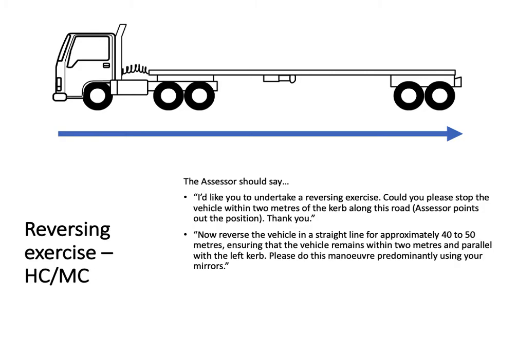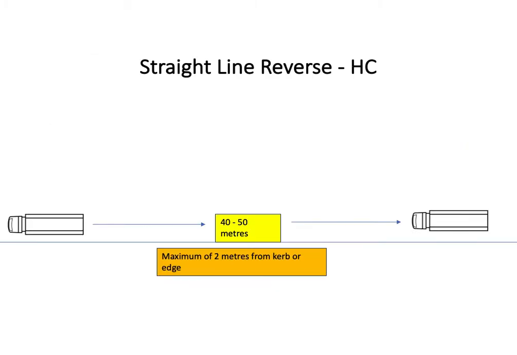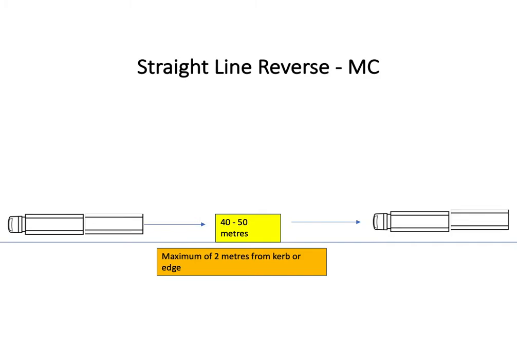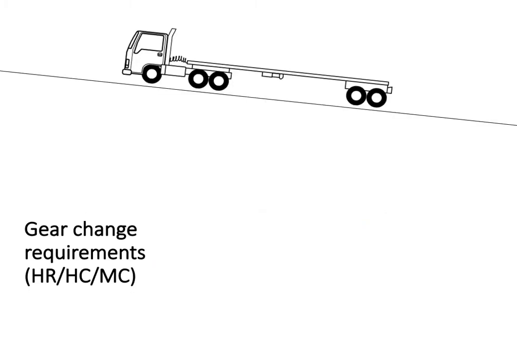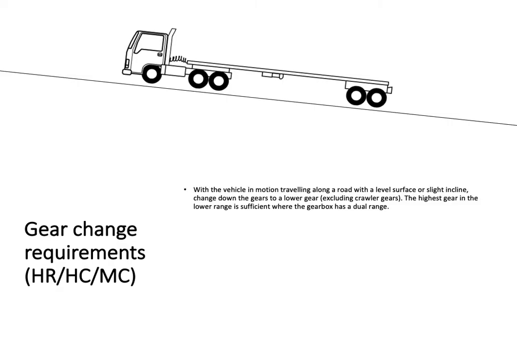"Thank you. Now reverse the vehicle in a straight line for approximately 40 to 50 meters, ensuring that the vehicle remains within 2 meters in parallel with the left curb. Please do this maneuver predominantly using your mirrors." Note, occasional glances over the shoulder are allowed during the maneuver. Here's a diagram of the straight line reverse for HC, and here's a diagram of the straight line reverse for MC.